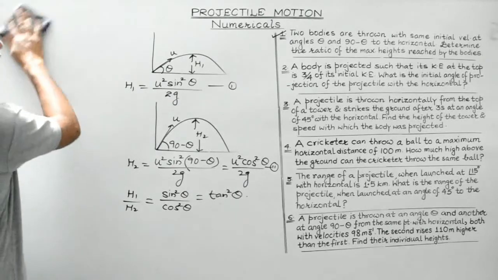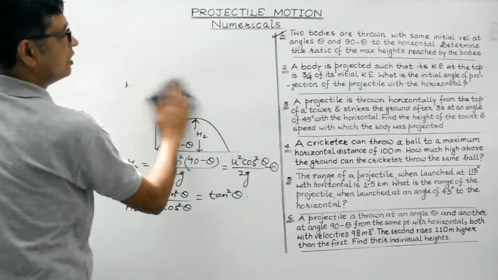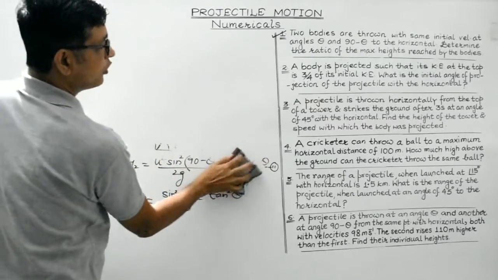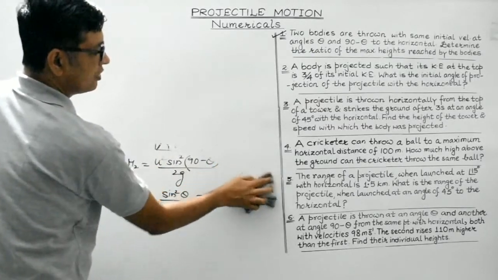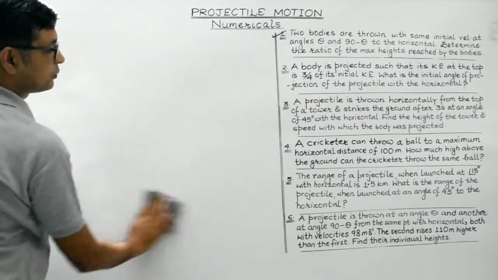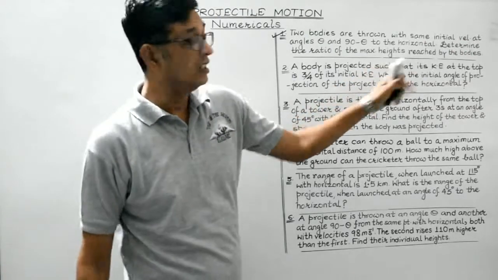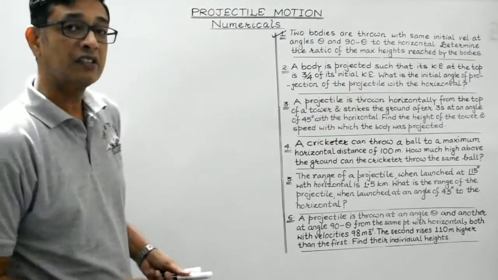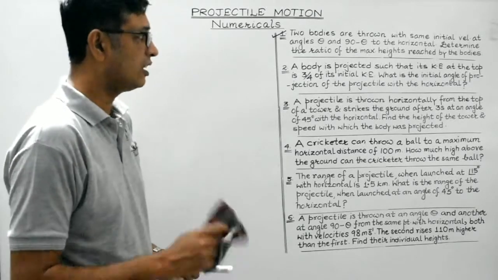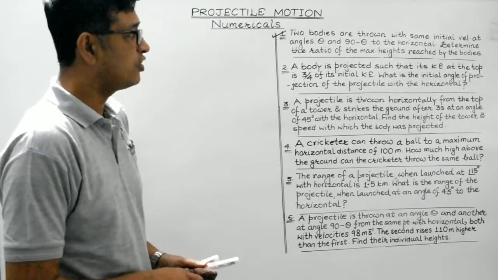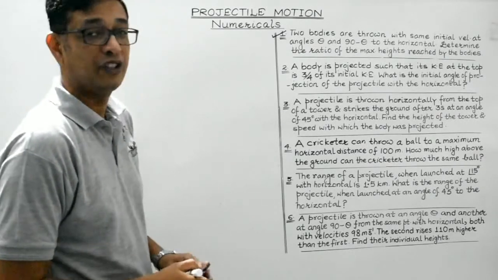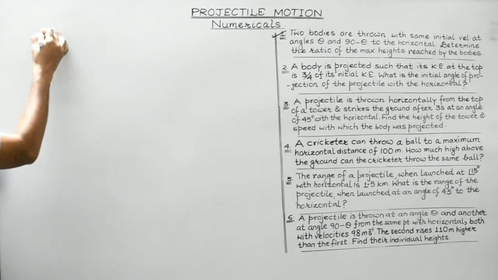Okay, let's proceed with the second question, students. Let me read the question for you. The second question is: a body is projected such that its kinetic energy at the top is 3 by 4th of its initial kinetic energy. What is the initial angle of projection of the projectile with the horizontal? Okay, it's an interesting question.